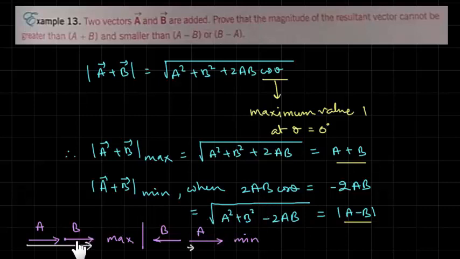So the magnitude of a plus b vector is maximum when the angle between a and b is 0, and the magnitude of a plus b vector is minimum when the angle between them is 180 degrees, or when it is 180 degrees, then your cos theta is minus 1.